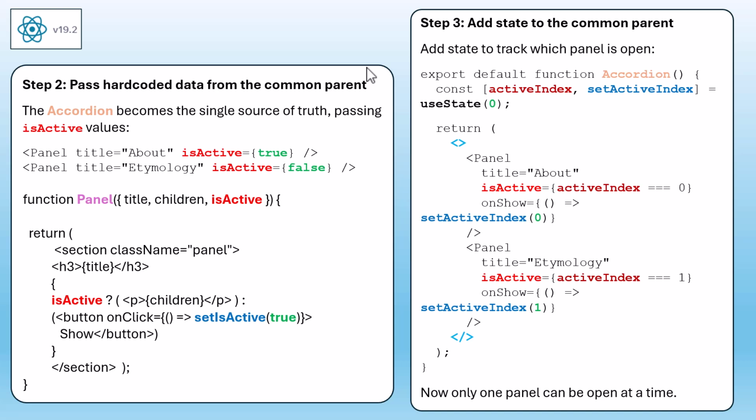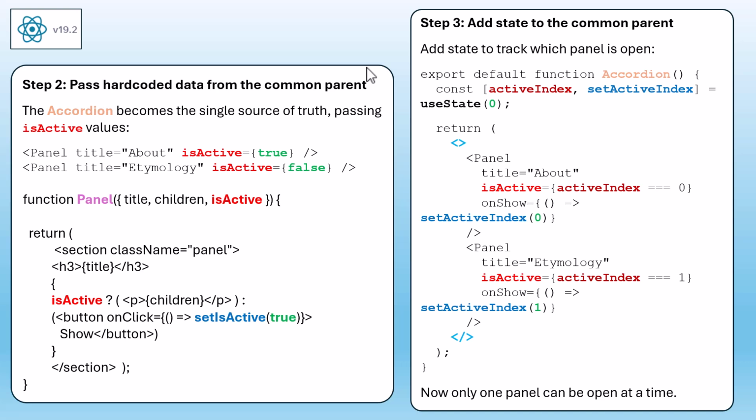Step 2. Pass hard-coded data from the common parent. Next, you identify the closest common parent of the two components you want to coordinate. In our case, that's the accordion component. The parent becomes the single source of truth for which panel is active. At first, you can simply pass hard-coded values from the parent to test the behavior. By doing this, you make sure that the parent is now controlling each panel's state.